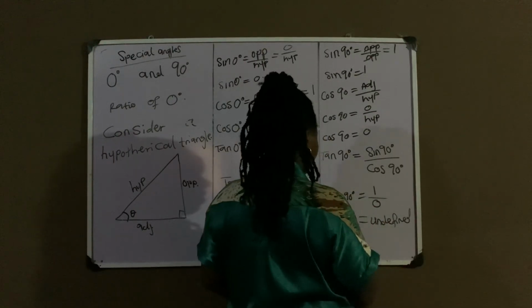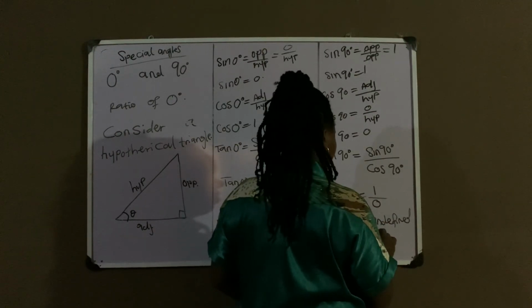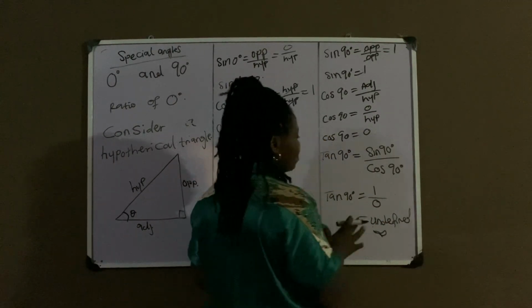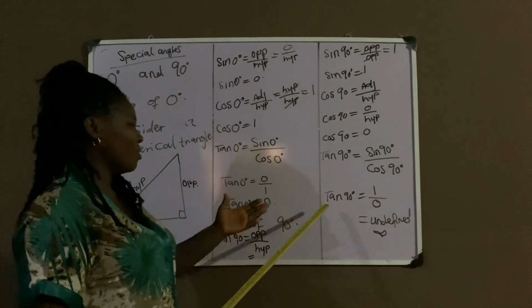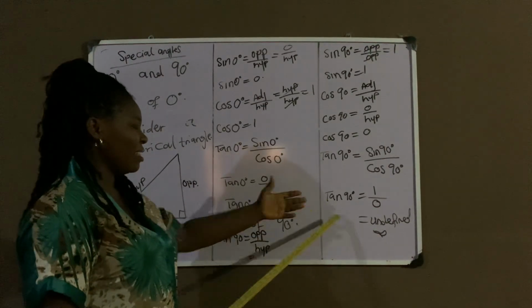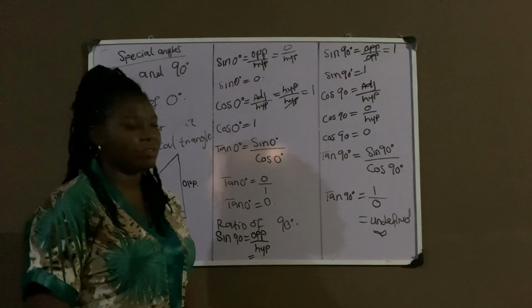Or you can use this symbol like this. So this simply means undefined, because there is no mathematical identity for tan 90 degree.